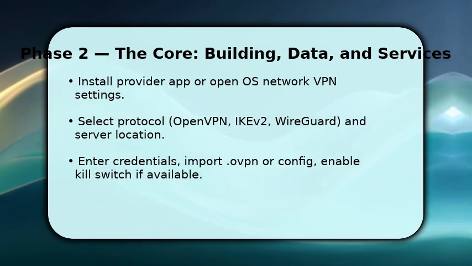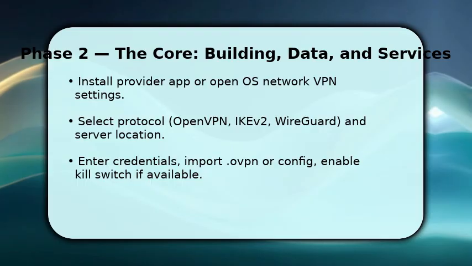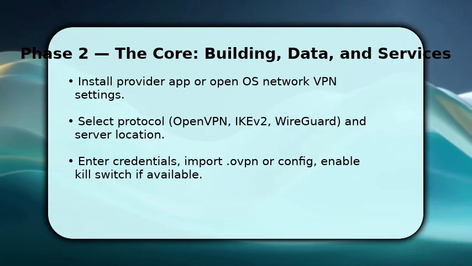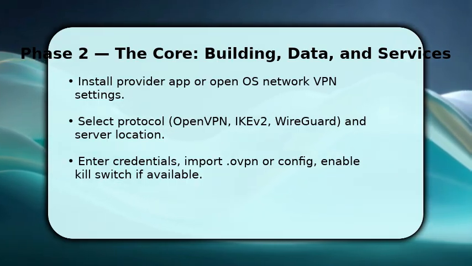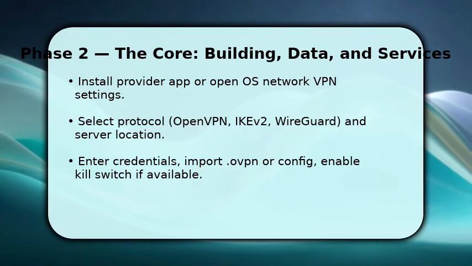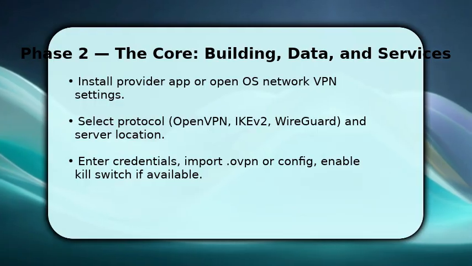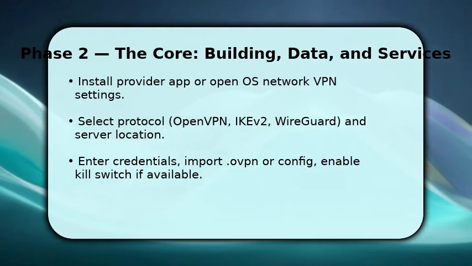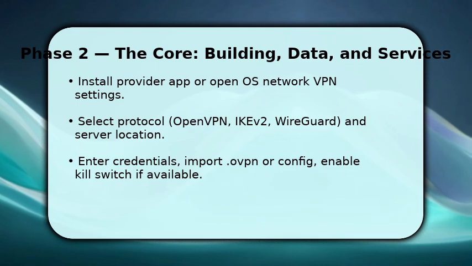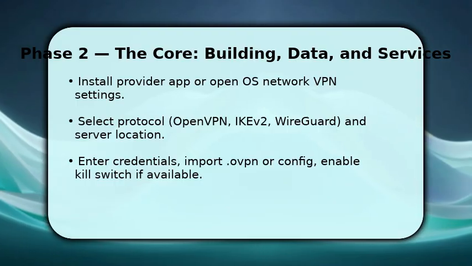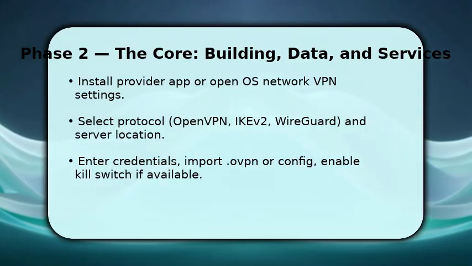Choose a protocol: WireGuard for speed, OpenVPN for compatibility, IKEv2 for mobile resilience, because protocol affects security and performance. Next, select the server location to optimize latency and content access. Then enter your username and password and import any OVPN or configuration files. Make sure to enable a kill switch and DNS leak protection so traffic cannot escape the tunnel.